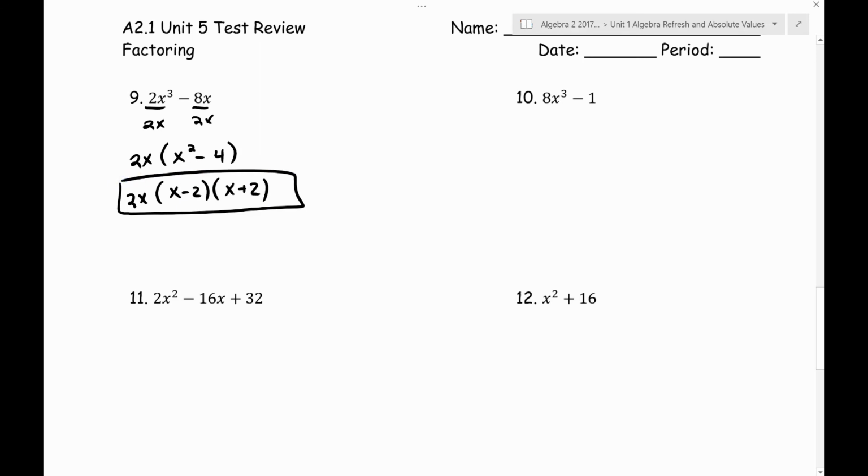Number 10. So here we have a difference of cubes. So now we can take the cube root, and that's going to give me 2x minus 1. Square the first term, that's 4x squared. Multiply these two terms together, that's negative 2x. Opposite. And then the last one's always positive, so I'm going to square that last term, and that gives me 1.